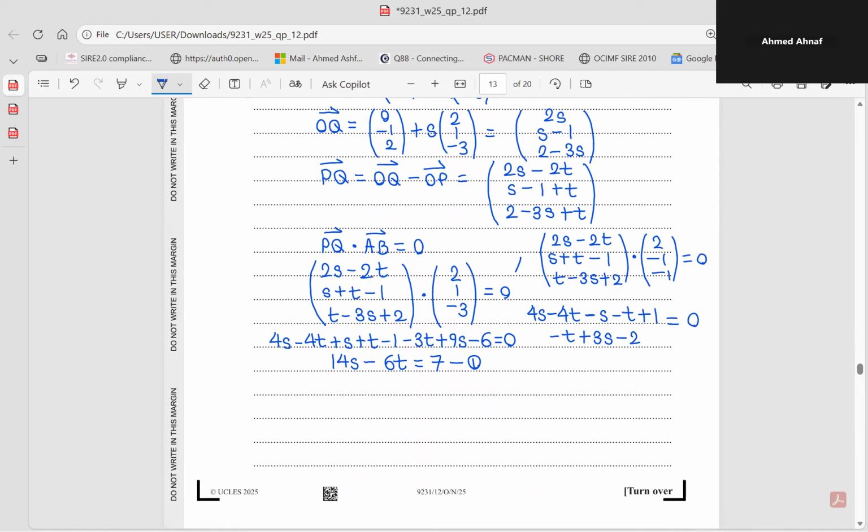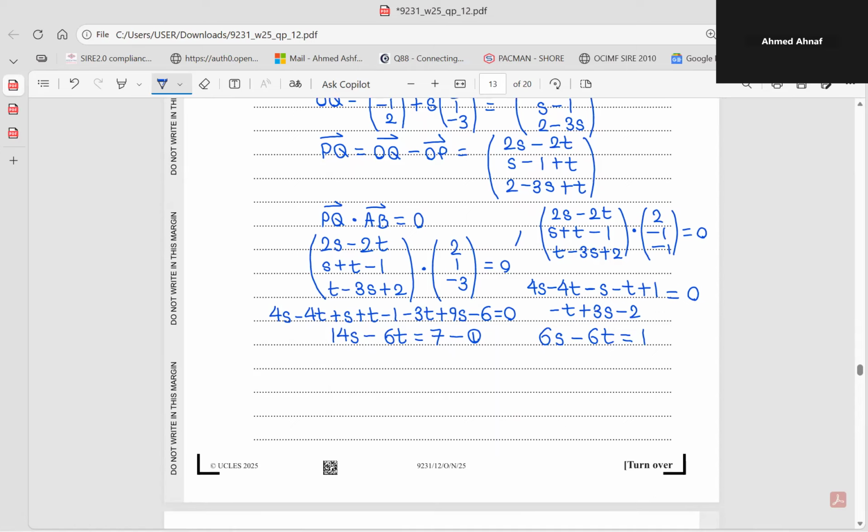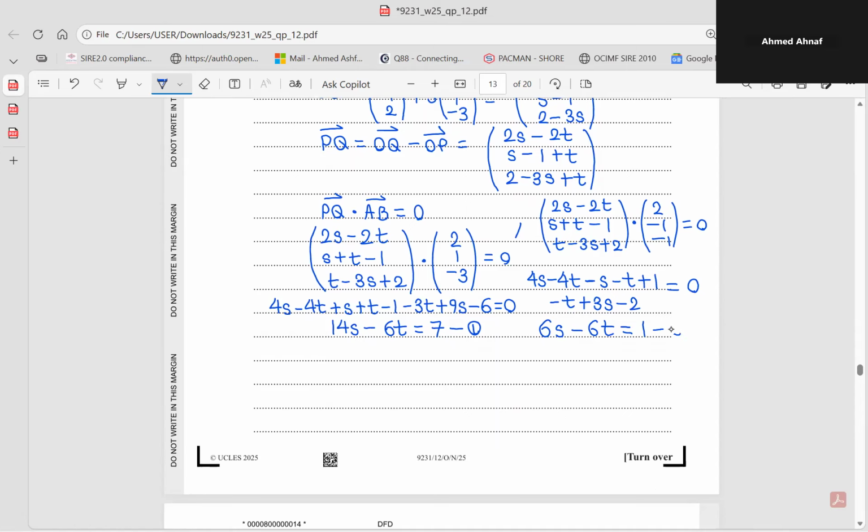So for the S, we have 4S minus S plus 3S, so we have 6S. And then for T, we have 4T minus T minus T, that's 6T, equals 1 minus 2. So that's negative 1. Yeah, so this is equation number 2.